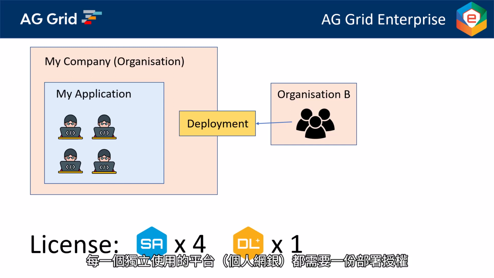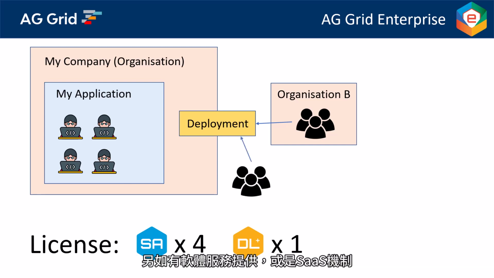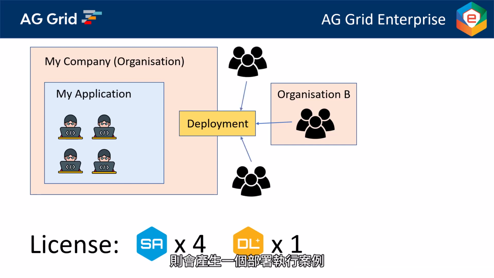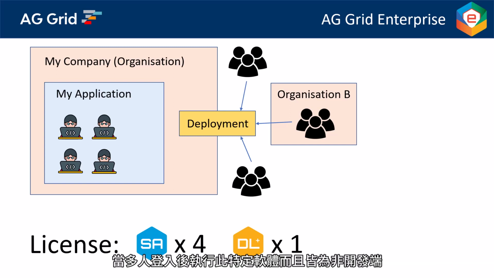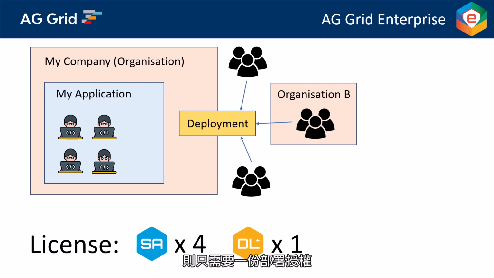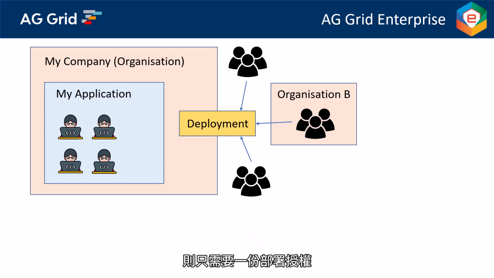Each individual production deployment requires one deployment license. If software as a service or SaaS is provided, then there is one deployment instance. Then that's one deployment license. For example, if a bank is providing trading software that's accessible by multiple clients and all clients are accessing just one production instance, then that's just one deployment license.